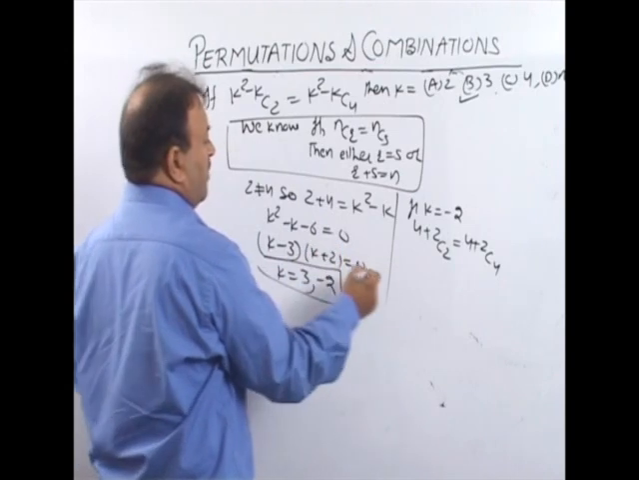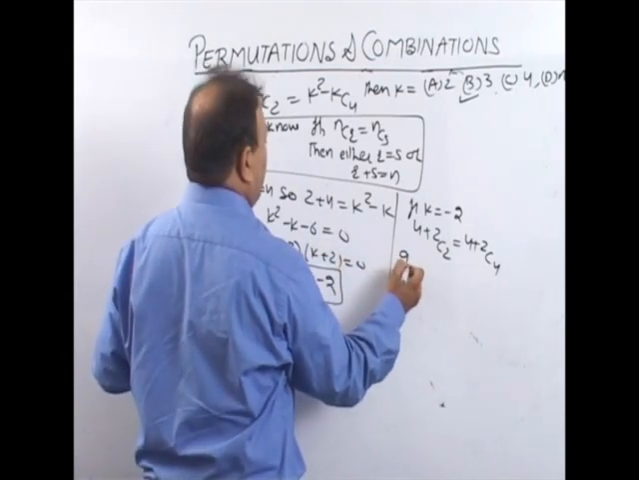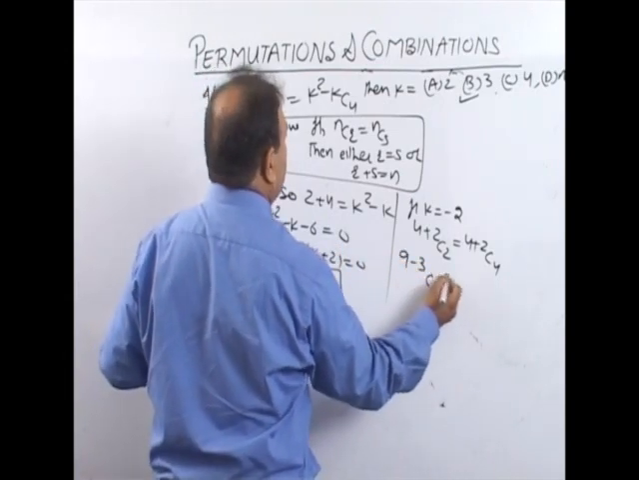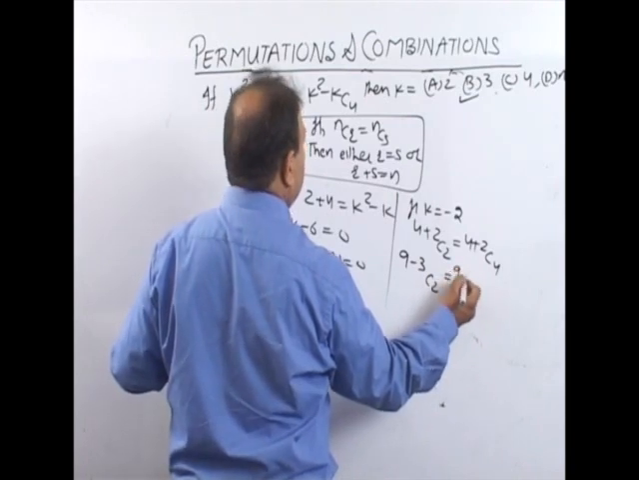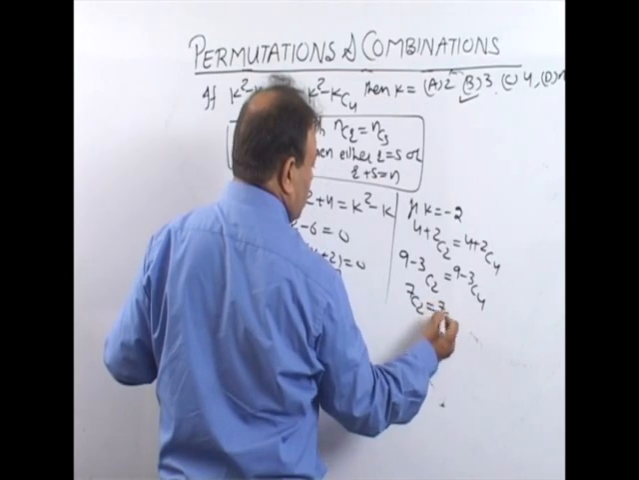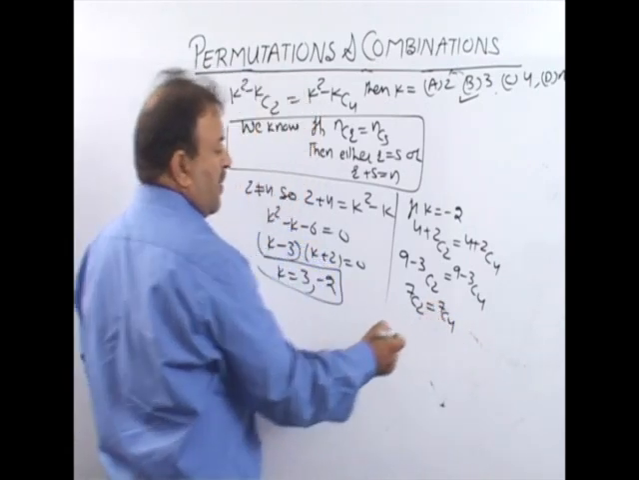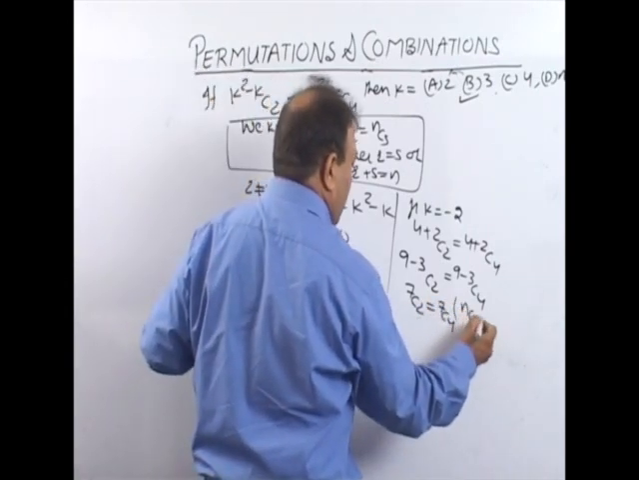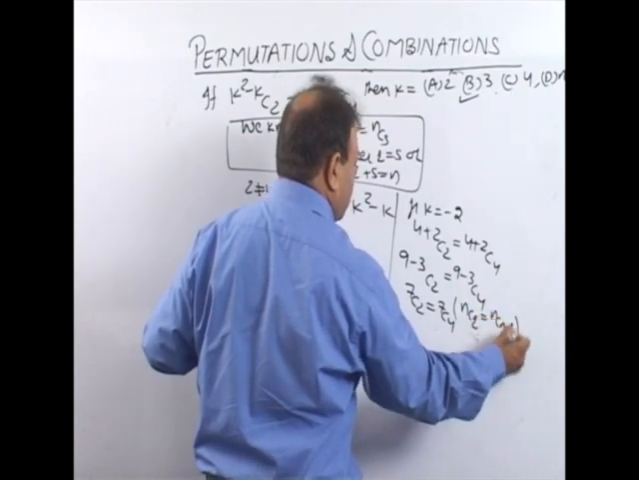Even for k is equal to 3, we can put it and check it out. It is 9 minus 3C2 is equal to 9 minus 3C4. We know that 7C2 is equal to 7C4. Here the formula applies: nCr is equal to nC(n minus r).